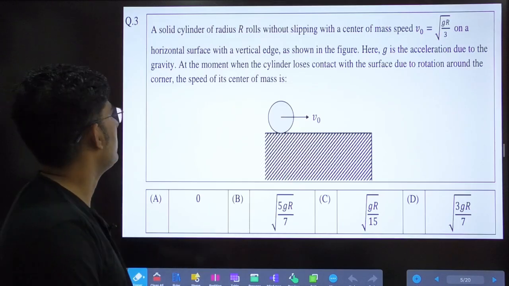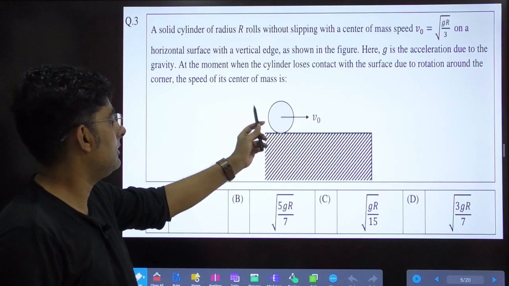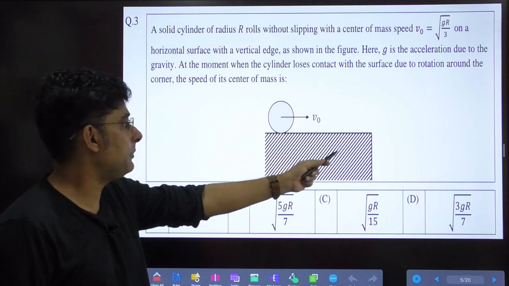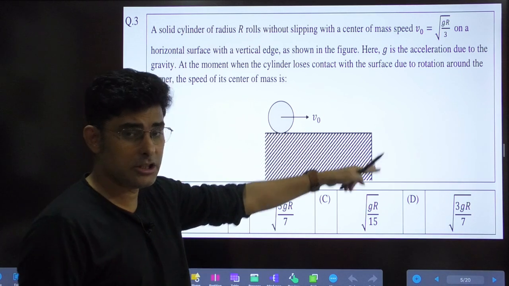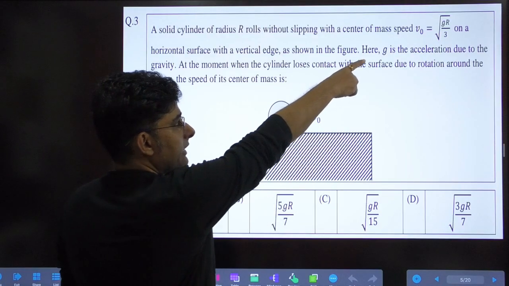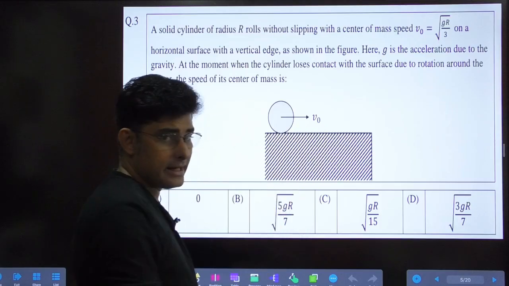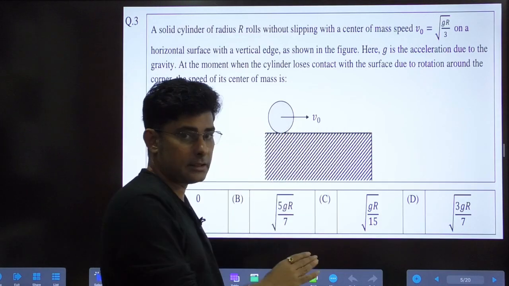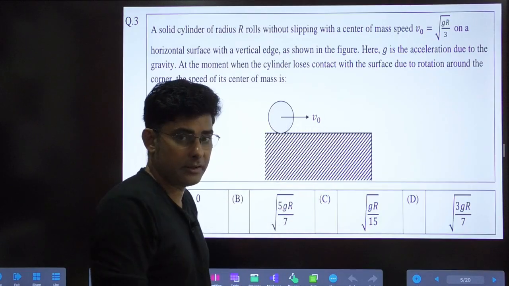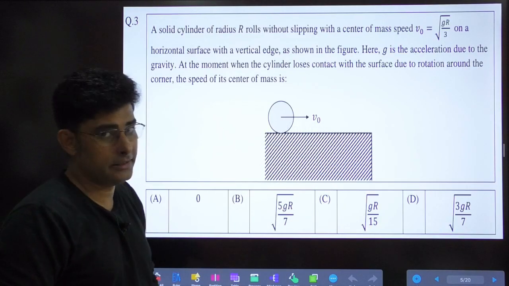Okay, so here is question number 3, in which a solid cylinder of radius capital R is said to roll without slipping on a horizontal surface, and there is a vertical edge. The initial speed of center of mass is given as root gr by 3, and when it reaches the edge, what happens? Due to rotation, it will lose contact with the surface. So the moment it loses contact, they are asking what is the speed of the center of mass.